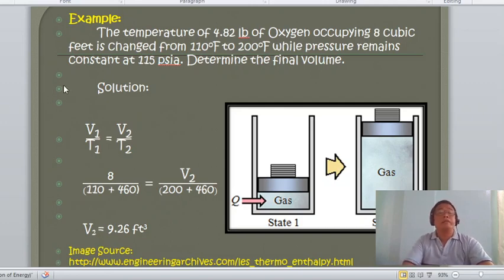Okay, substituting values now, the volume at 1 is 8 cubic feet, and the temperature at 1 is 110, taking the absolute, so we have to add 460, is equal to the final volume over the temperature at 200 degrees Fahrenheit, making it absolute, plus 460 again. The volume now at final state or state point 2 is equal to 9.26 cubic feet. Okay? So, very clear. Very easy.